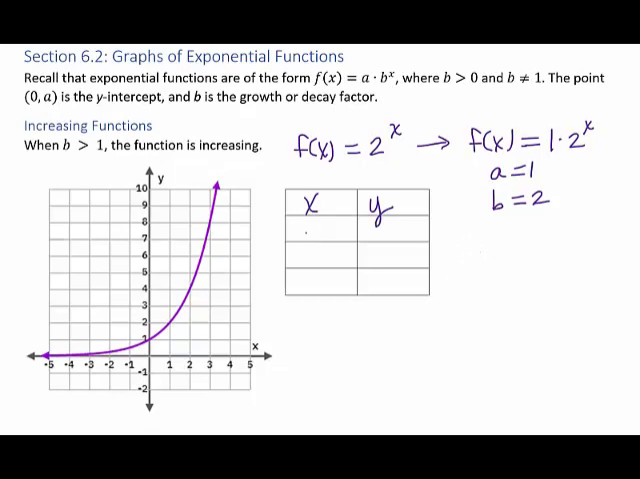When x is 0, y is 2 to the 0 power, or just 1. When x is 1, y is 2 to the first, or 2. And then when x is 2, y is 2 squared, or 4. Notice every time x increases by 1, y doubles. So you can imagine when x is 3, if we double 4, we find that y is 8. And the graph of the function would look something like this.